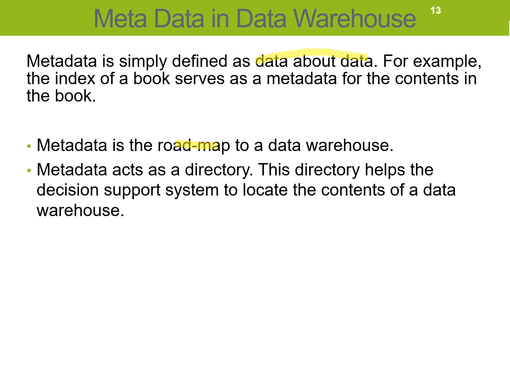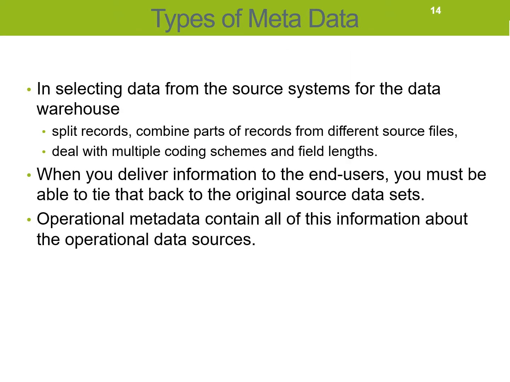It acts as a directory. This directory helps the decision support system to locate the contents of the data warehouse. Now there are basically three types of metadata. First is the operational metadata.